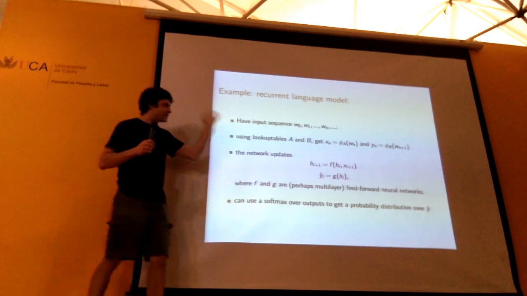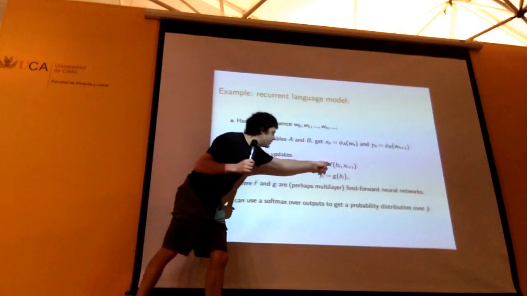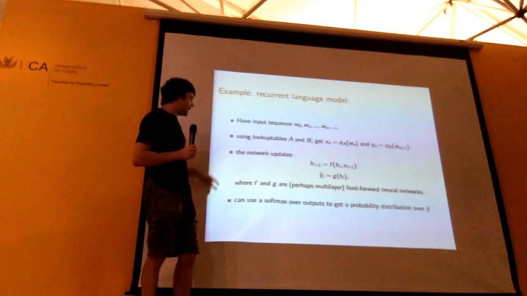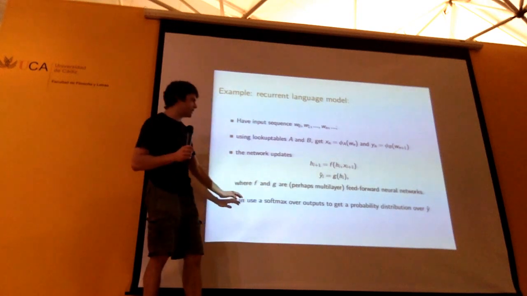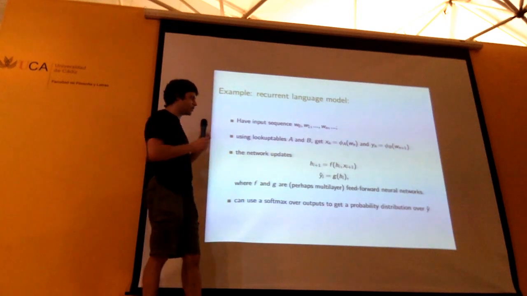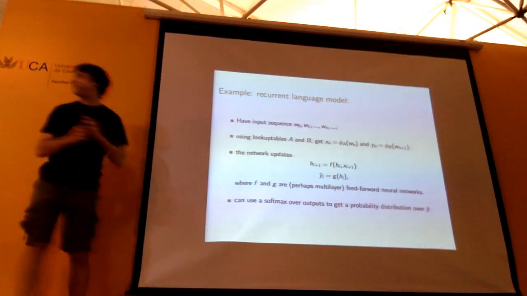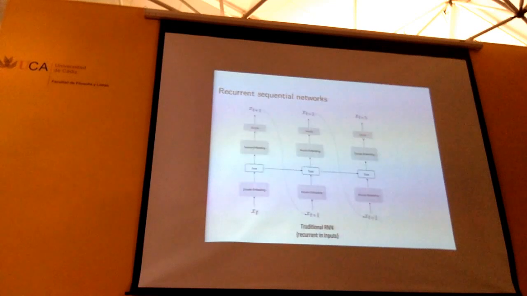So the network updates exactly as before. Again, I haven't specified what f and g are. And then, as we said a few slides back, you can take a softmax over the output to sample over y hat. Let's see what this looks like in images.